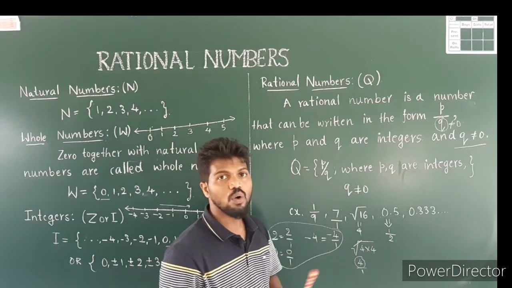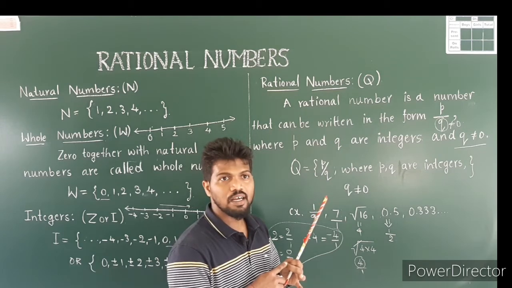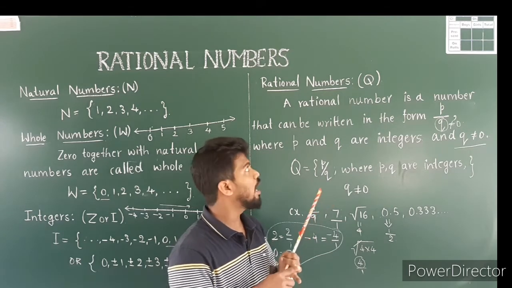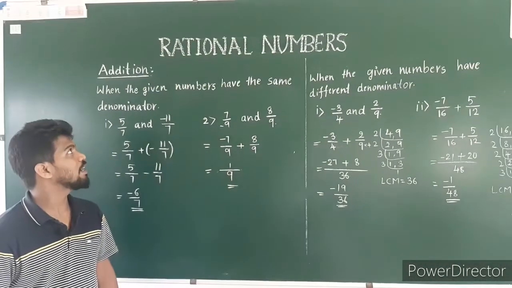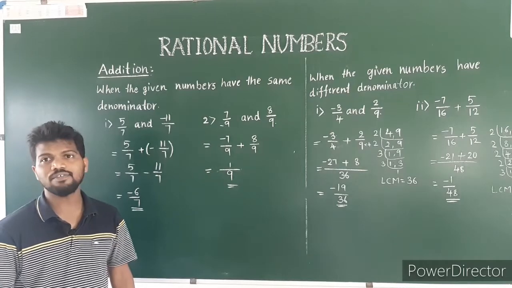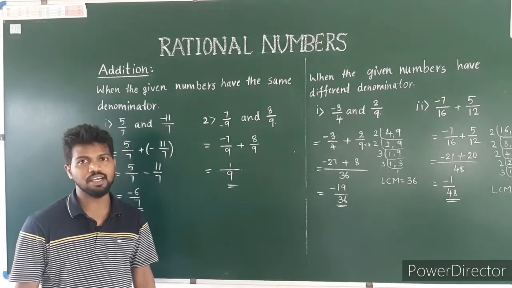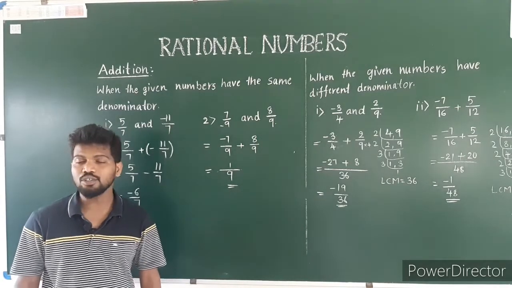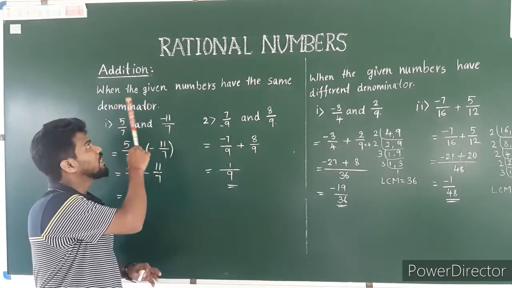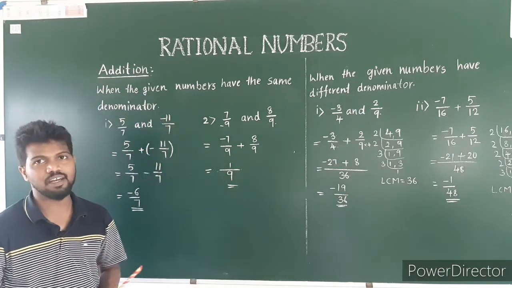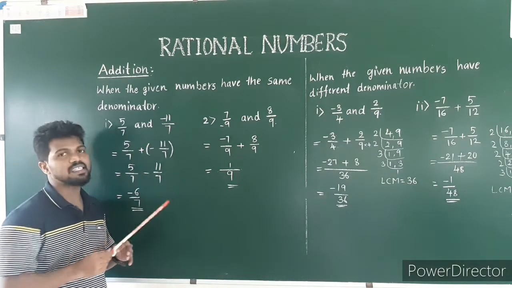Therefore, now we understood what is an integer, what is a whole number, what is a natural number, and finally you studied about rational numbers. In the last slide, you studied about the nature of rational numbers. So now you do addition of rational numbers. There are two types of addition. In the first one, the given numbers have the same denominator. The first problem: 5 by 7 and minus 11 by 7.